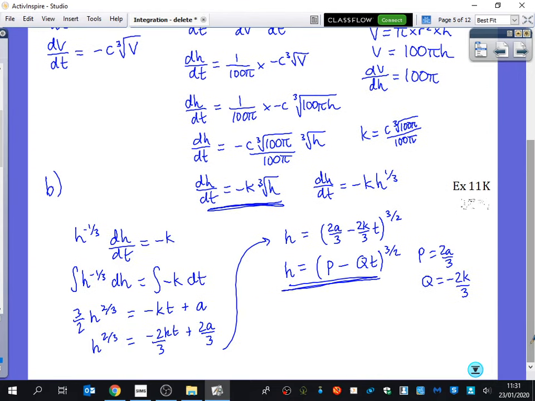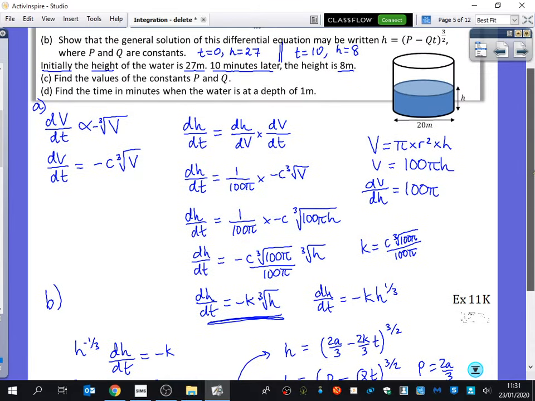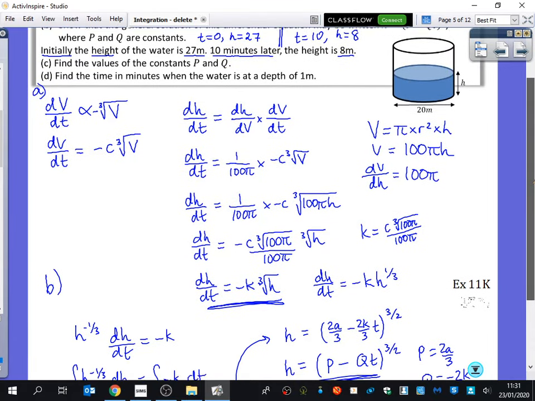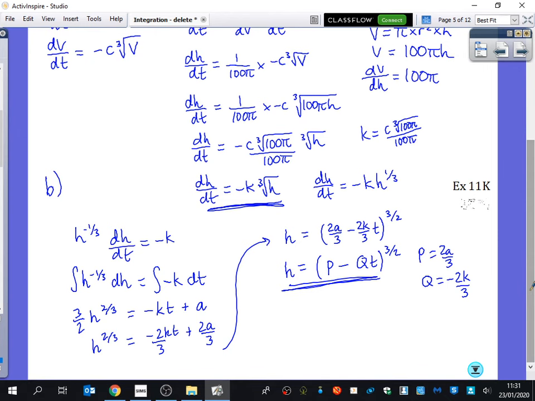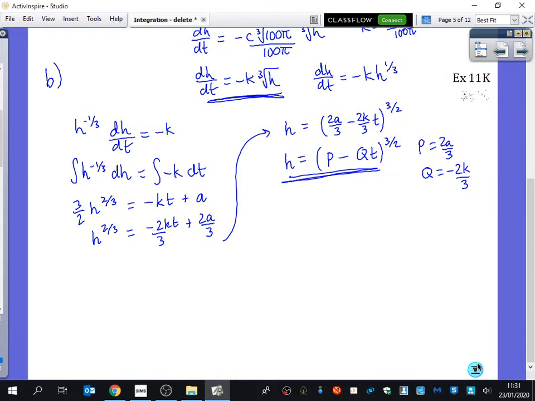So let's go back down here. Part C wants us to find the values of P and Q. Really, to find the values of P and Q, we're going from a general solution to a particular solution. This is the general solution. We're now going to try and do the particular solution. So, like I said, you may need more space. And we know that when t equals 0, h equals 27. That's the easiest one to deal with, first of all.